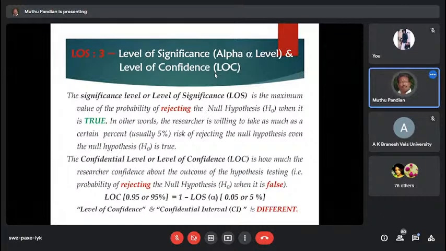Very simple. Whenever you want to understand this logic, the level of significance and the level of confidence always add up to 100%. So this is the logic. You should remember that. And one more point: level of confidence and confidence interval are different terms. They are not the same.